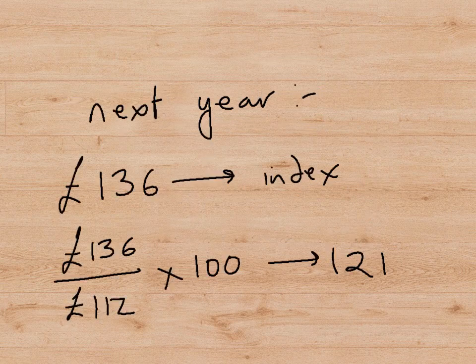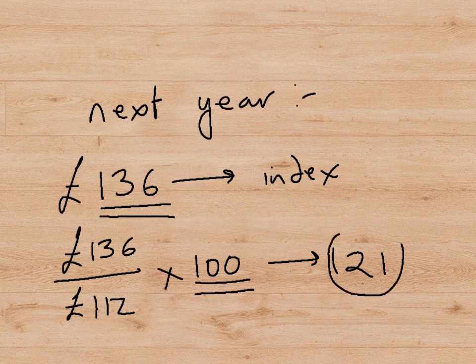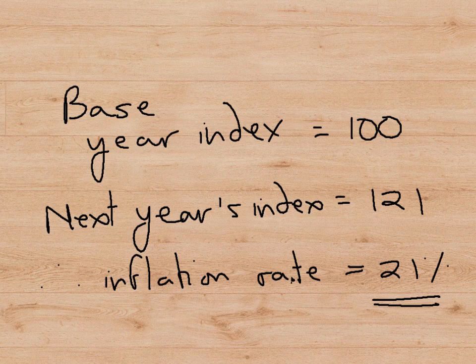Let's take the next year. Imagine that prices had gone up and the weighted average of the prices of goods that we buy had risen to £136. We would convert this into an index number by dividing 136 by 112 and multiplying by the base year index value, which was 100. And this would mean that we'd get an index number of 121 for the second year.